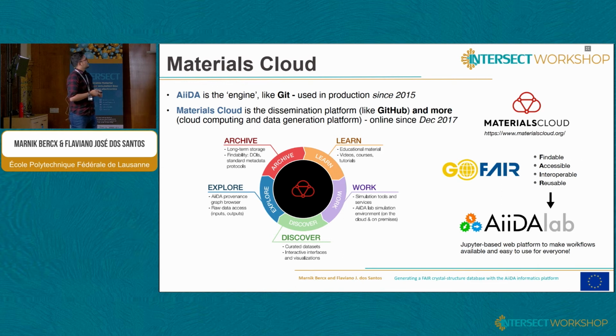And so finally, of course, I also would like to talk a bit about Materials Cloud, which is the platform we can use to share our results. So if you think of AiiDA as sort of the engine that runs our workflows, you can think of Materials Cloud as the dissemination platform. And there are 5 sections on the Materials Cloud. One is the archive, where you can have large, long-term storage of your data, which is then findable through a DOI. This doesn't have to be data run with AiiDA, but if it is, then you can explore this later on.